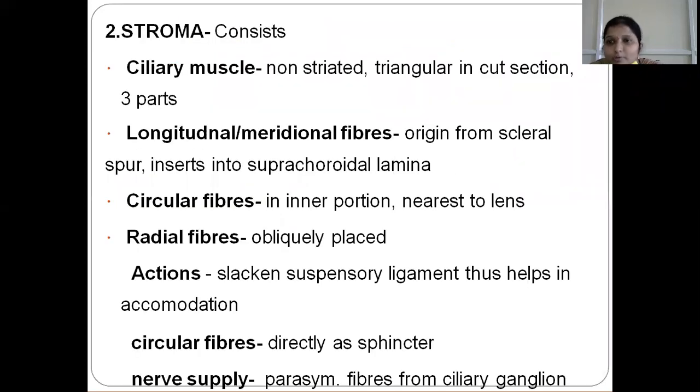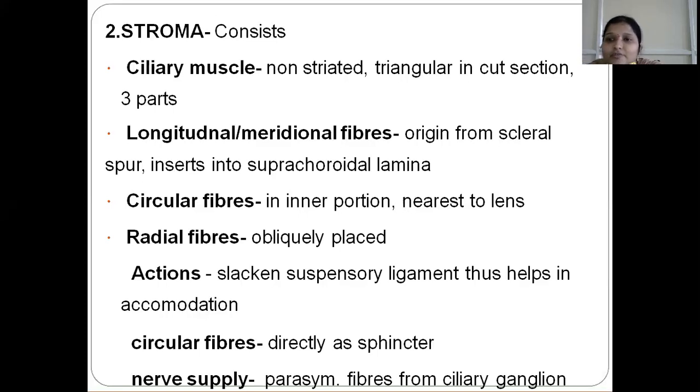Next, coming to stroma. This is important because it contains the ciliary muscle, which is a non-striated muscle and is triangular in cut section. It has 3 types of fibers: longitudinal fibers, circular fibers and radial fibers. Longitudinal fibers take origin from the scleral spur and get inserted into the suprachoroidal lamina. Circular fibers are the innermost part and are nearest to the lens. Radial fibers are obliquely placed.